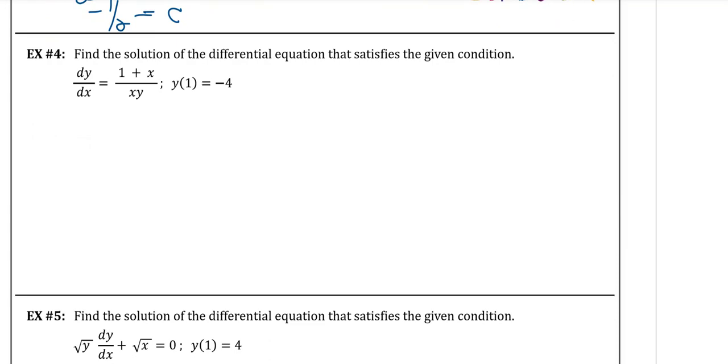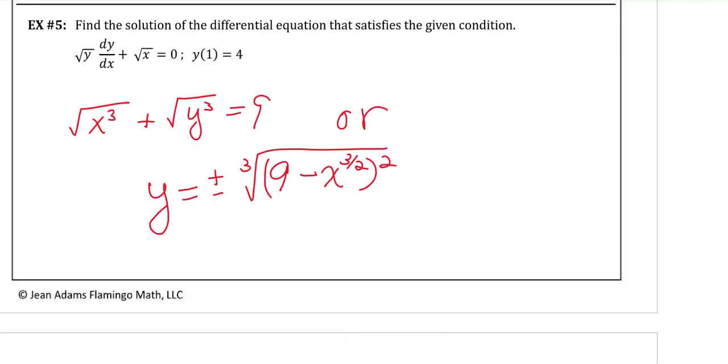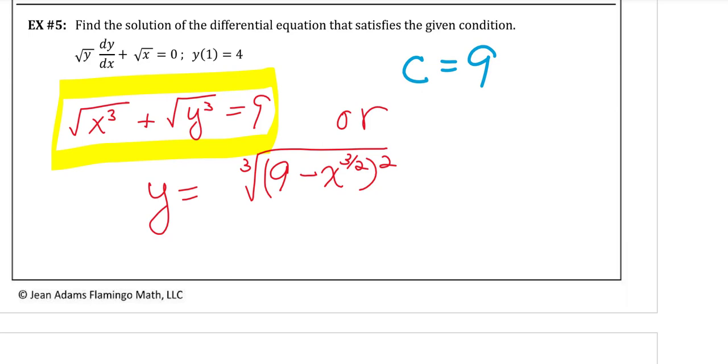The next two, I'm going to leave those for you to do, and let me write the answers here. Okay, I'm going to show you example 5 solution first because I want to comment. It's probably more likely if you see this solution that it would be in the first form, because the second form seems a little awkward. But if you solved it for y, you would have to have, actually you don't need the plus or minus there, the cube root of 9 minus x to the 3/2 squared. So that means that your c is equal to 9. That's what you should have gotten. So again, that is probably the preferred form.